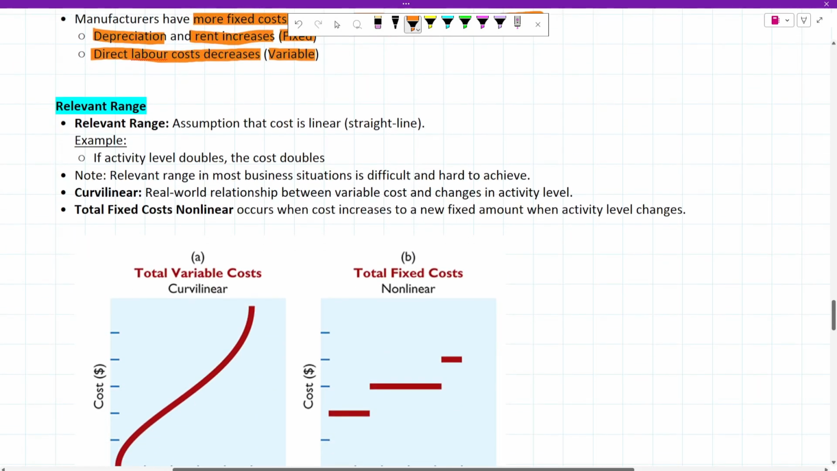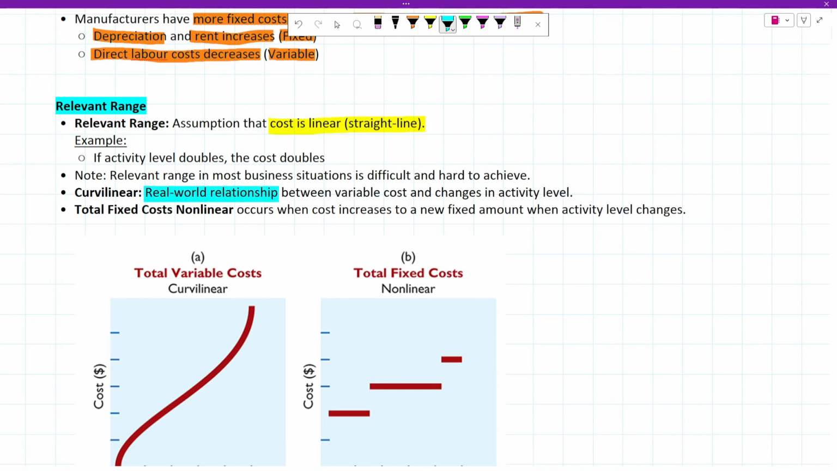So relevant range. Relevant range is the assumption that cost is linear or in a straight line. So cost is linear. So an example of this is if the activity level doubles, the cost also doubles. So note, relevant range in most business situations is difficult and hard to achieve because it's not really realistic. So curvilinear is more of a real world relationship between variable cost and changes in activity level. So it's more of a real world relationship.